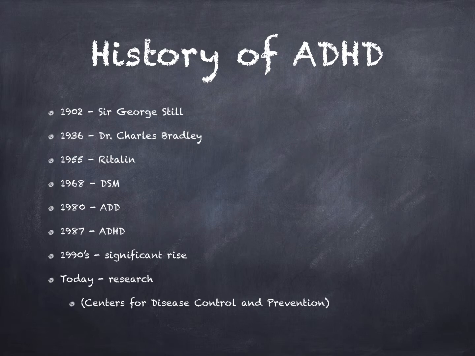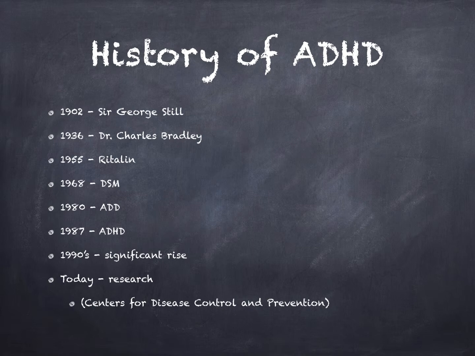The DSM recognizes ADHD in 1968, which was then known as hyperkinetic impulsive disorder, for the first time. In 1980, a new edition of the DSM is introduced, which changes the name of the hyperkinetic impulsive disorder to attention deficit disorder, ADD. DSM later changes the name in 1987 to ADHD, which we currently know it as today.